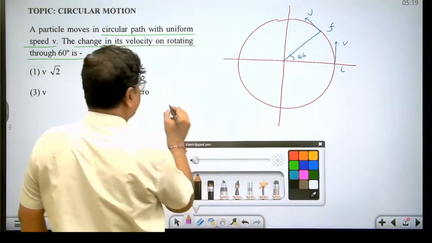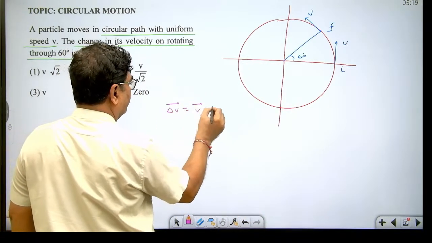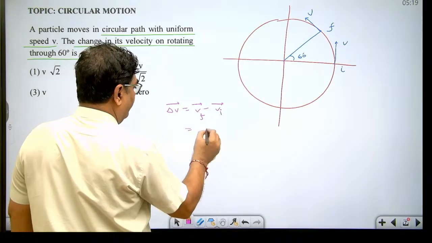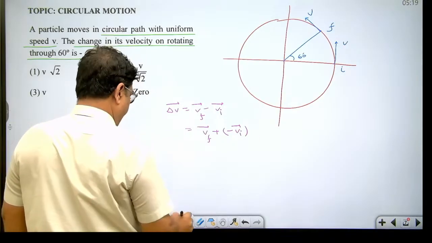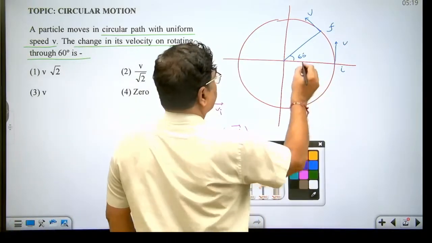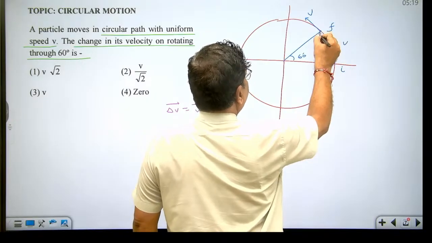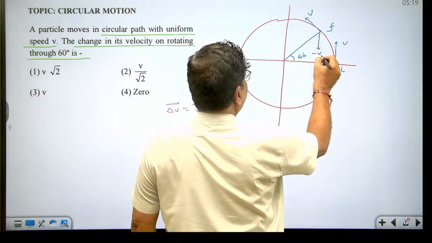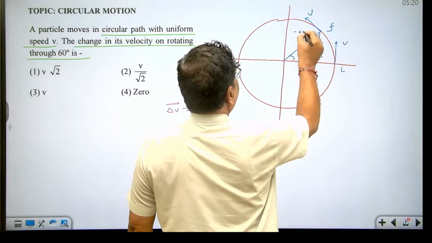So let's calculate the change in velocity. This is final velocity minus initial velocity. I am telling you the simplest way. Final velocity, add the negative of the initial velocity and make the vector sum. So dear student, this is the direction of final velocity and this is the direction of negative initial velocity. Okay, this is minus v initial. This is v final.